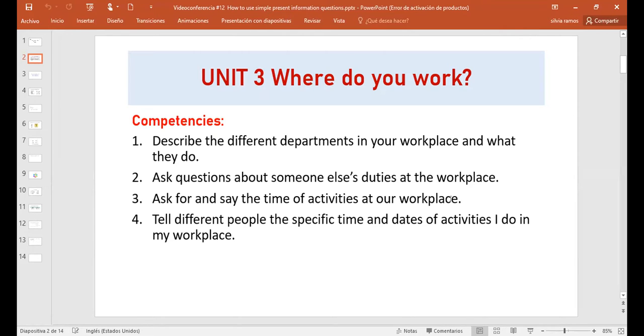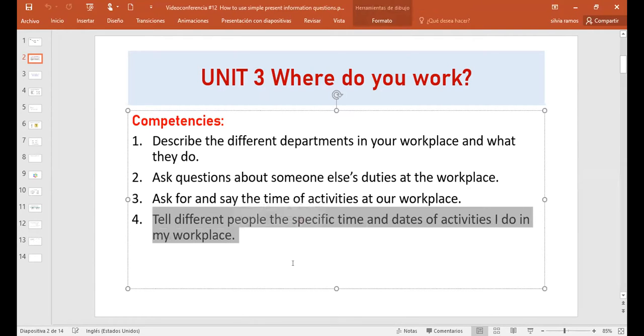Now, the last one, Miss Madali. Tell different people the specific time and type of activity I do in my workplace. Very good. So you're going to tell different people, not only me, but your classmates, what is the time, or the date that you complete those activities, right?